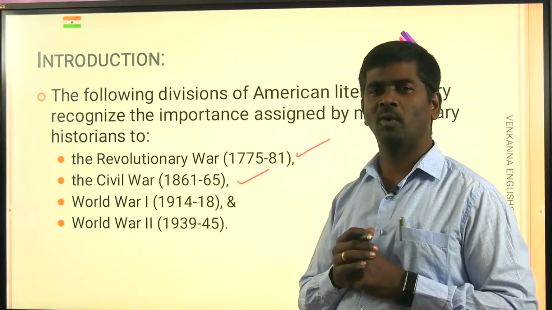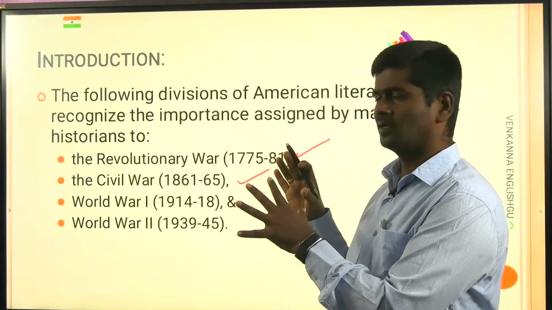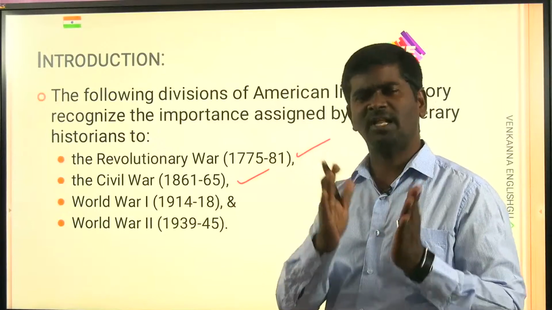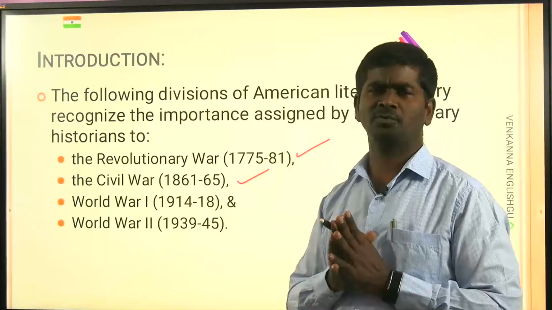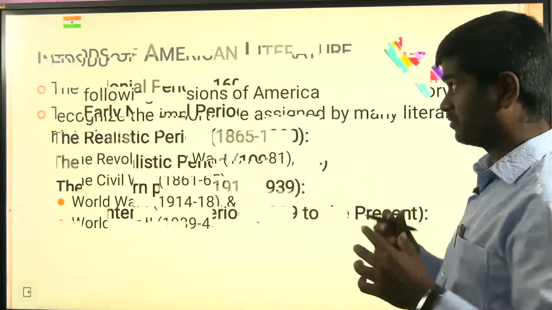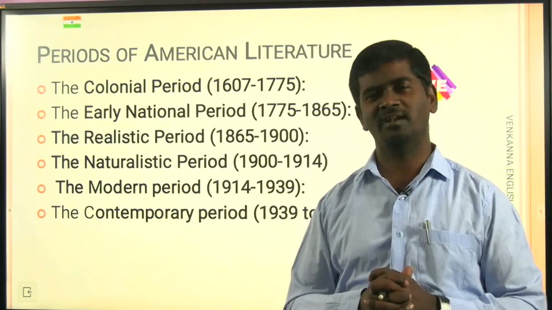Next, World War One and World War Two. These are the major important incidents, according to historians, that paved the way for the classification of periods and themes and other issues with regard to American literature. And friends, we discussed what are the major important periods of this American literature.